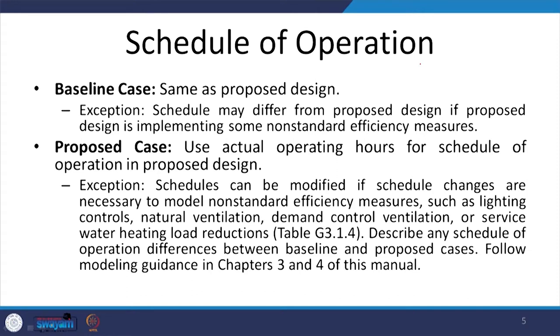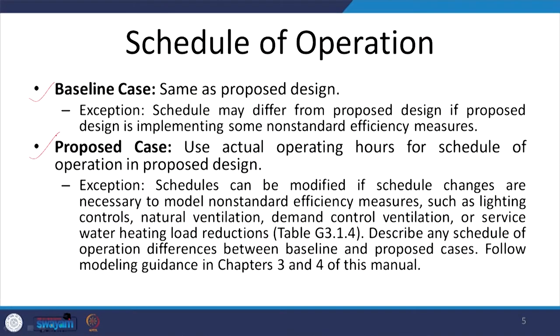So, first of all, let us look at the schedule of operation, and we will keep taking each parameter, each head, and discuss it for the base case and the proposed case. So, the base case schedule of operation is exactly the same as that of the proposed case, except where the schedule may differ in case of the non-standard efficiency measures. For example, if the lighting controls are added. So, the schedule for lighting control, which is given in the proposed case, will not be the same as that in the baseline case, because this is something which is being done over and above the standard efficiency measures. So, for example, the lighting controls or natural ventilation control or demand control ventilation, all of that will be incorporated in the proposed case, but not in the baseline case.